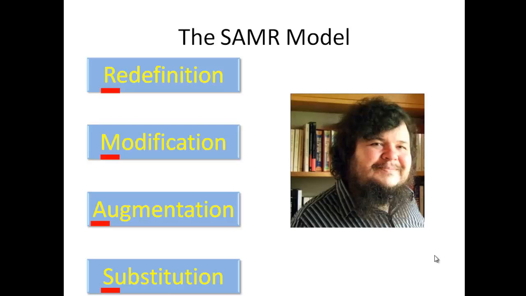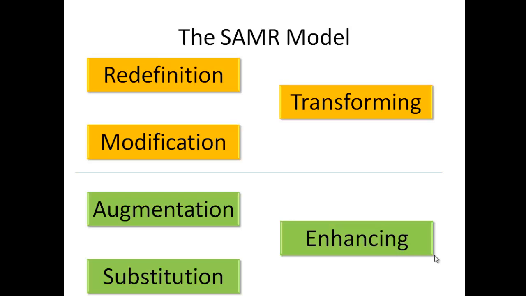The life cycle starts at substitution, where it acts as a direct replacement for a prior activity with no functional improvement. This then progresses to augmentation, where there's a bit of functional improvement, and then jumps to modification, and then finally finishes off at redefinition. The SAMR model is further divided into 2 distinct sections: enhancing and transforming. So you may see the SAMR model broken down and displayed like this.